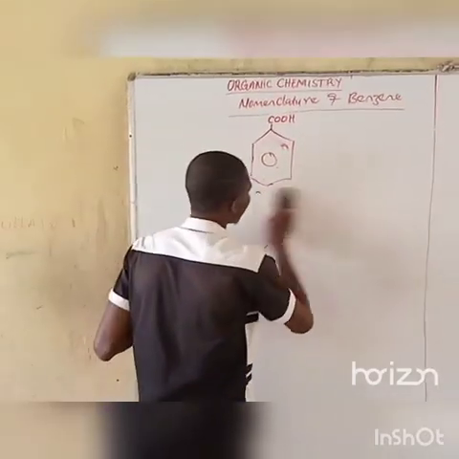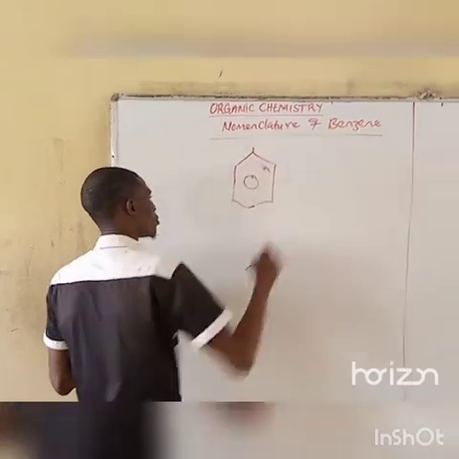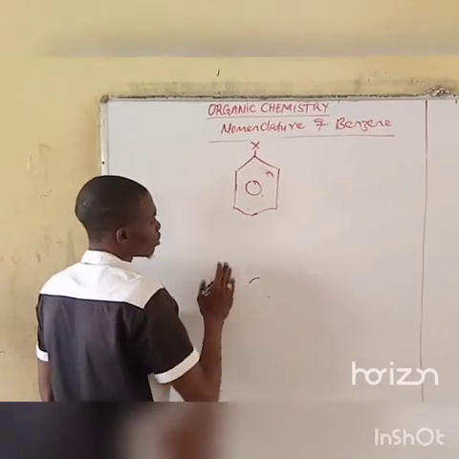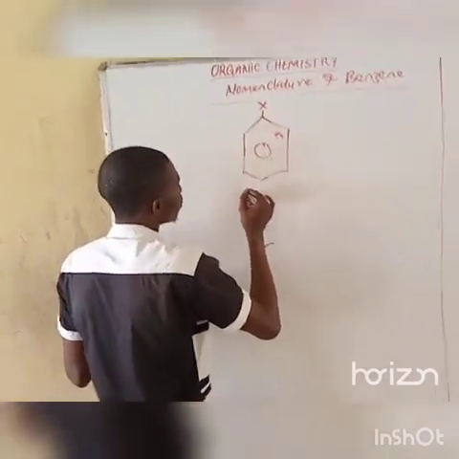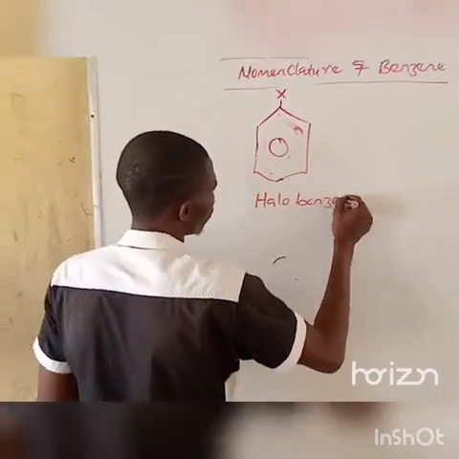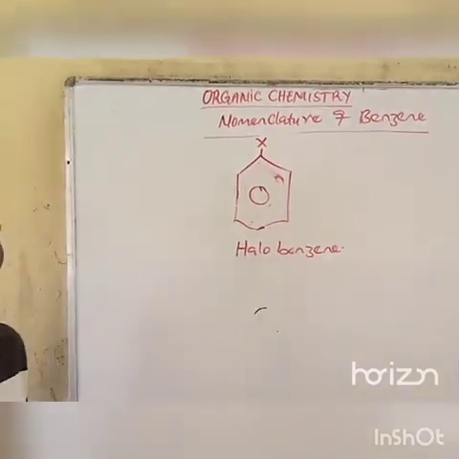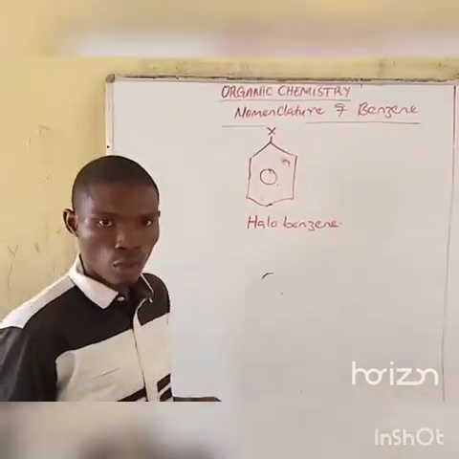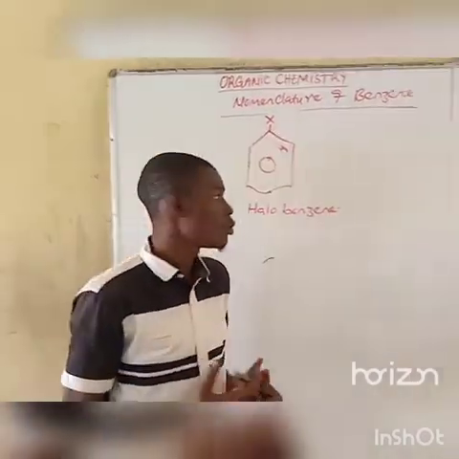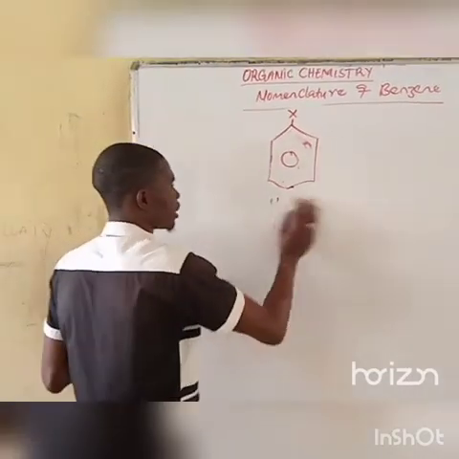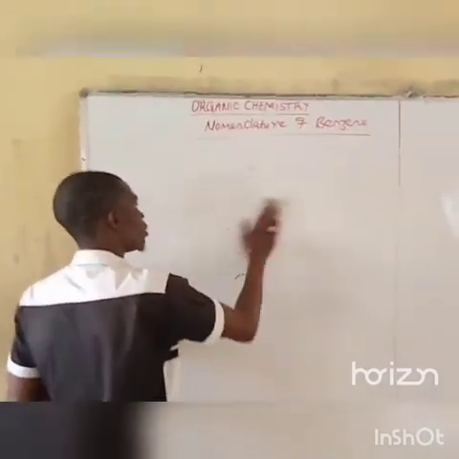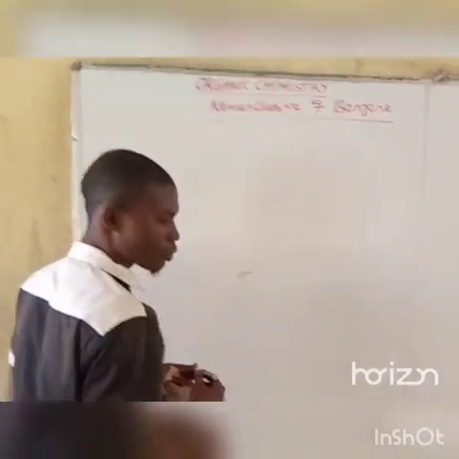Then, when it is attached to a halogen group, it is called halobenzene. Meaning, if it is chlorine, it's called chlorobenzene. If it is bromine, bromobenzene. If it is iodine, iodobenzene. So, depending on the type of halogen present on that benzene ring, we use those names.